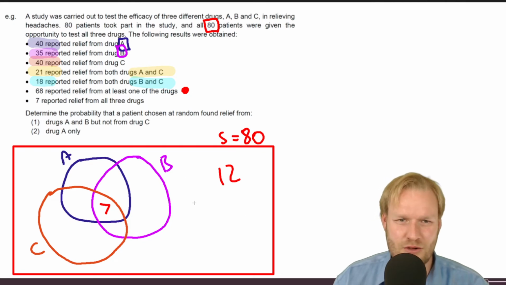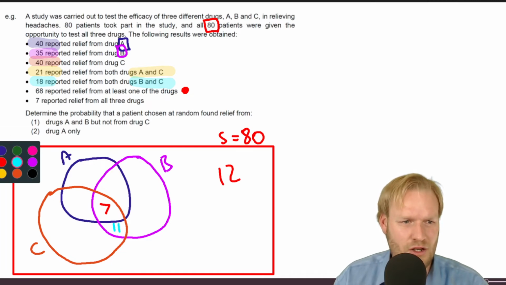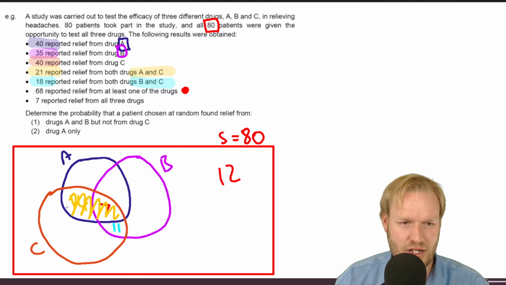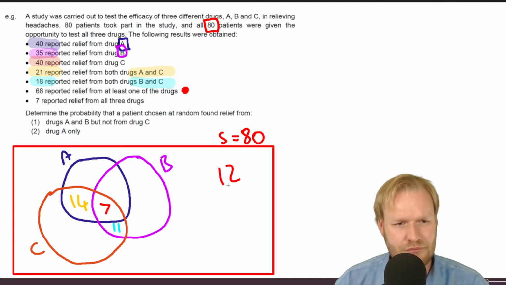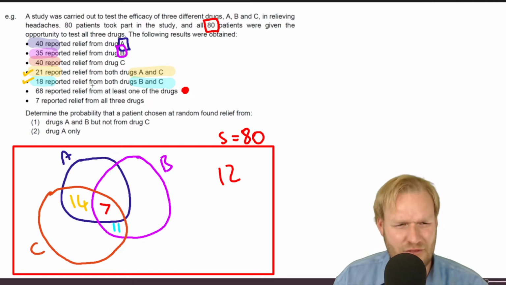So now we can work our way back up again and go, well, 18 were from B and C. So B and C, that area highlighted over there, which means, I'm going to do it in blue because that relates, that must be 11, right? Because 18 are in there. Drugs A and C, that was 21, which means we can put 14 over there because then this whole area over here is 21. Sometimes I'm going to tick them off because I've used that information. I might reuse it.